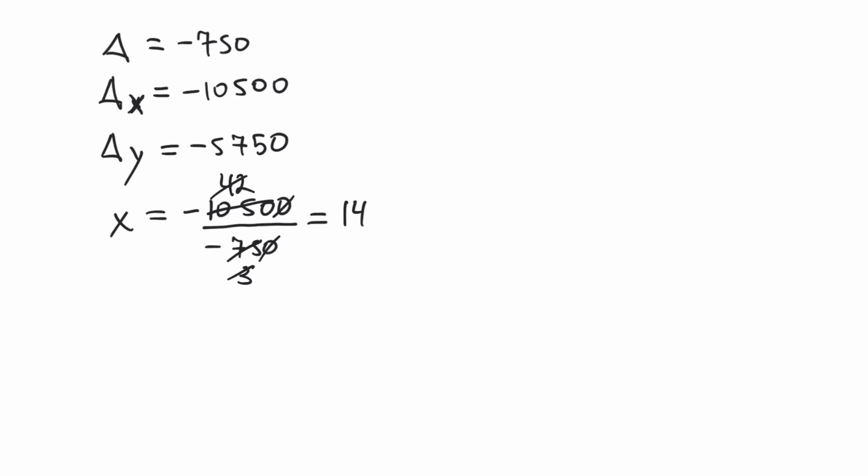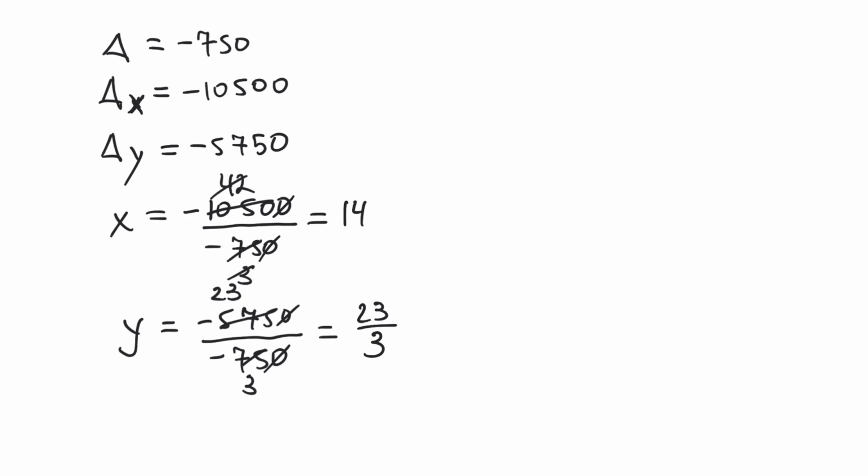And let's find our y. And that is negative 5,750 divided by negative 750. So again, let's simplify this. We can cancel out 25 on both sides, and that's 3 here. And in this case, it should be 23. So that doesn't divide to give us a whole number, so we'll just leave it at that. It's 23 over 3. And just like that, we find our x and our y.